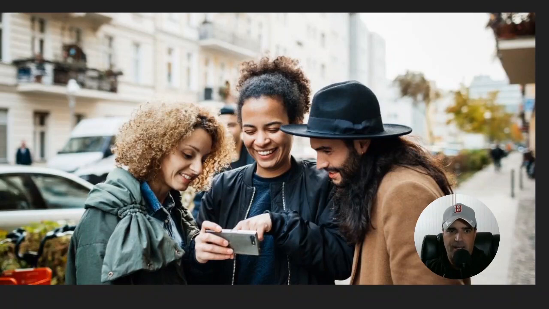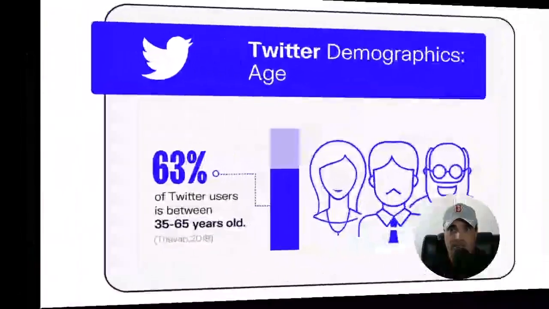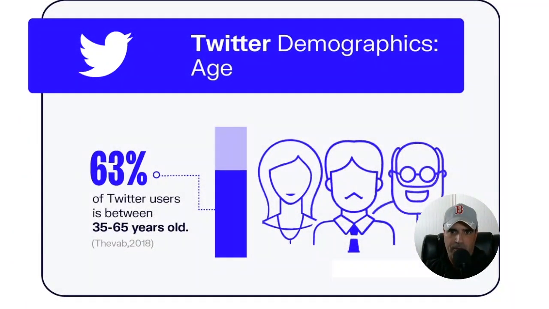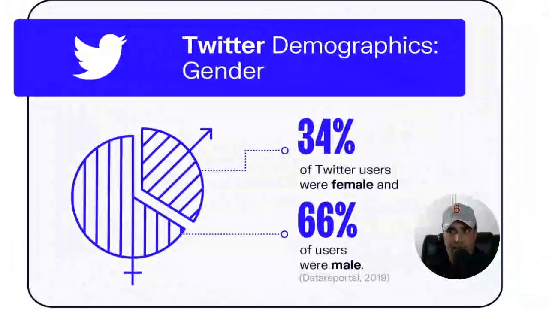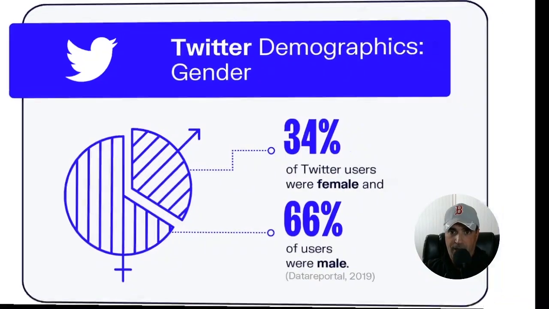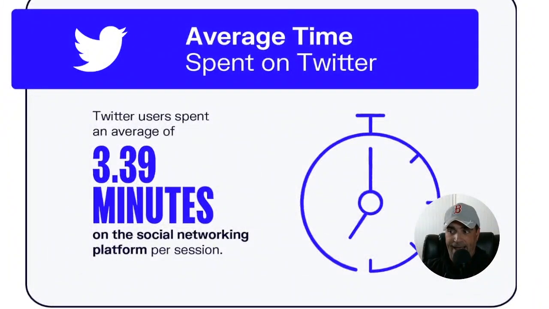All right, so let's take a look at more of the Twitter user. Who is this audience? 63% of them are between the ages of 35 and 65 years old. There are more males on Twitter, 66%, as opposed to female. And get this, they spend an average time on Twitter of 3.39 minutes on the social networking platform per session. There's a little insight into who your persona is, who the Twitter user is.